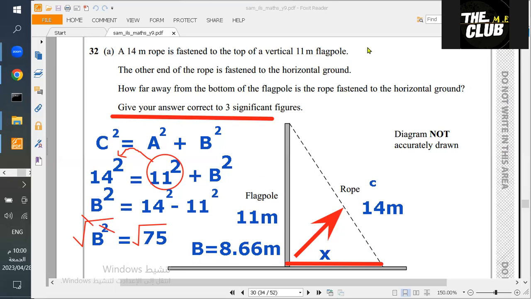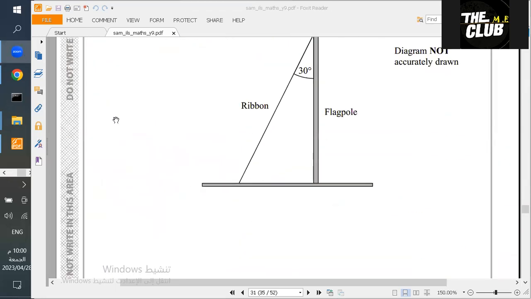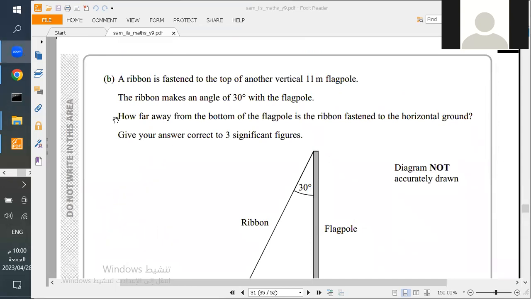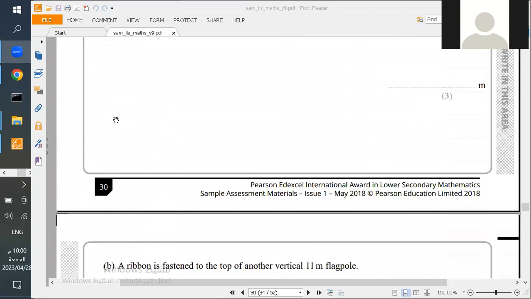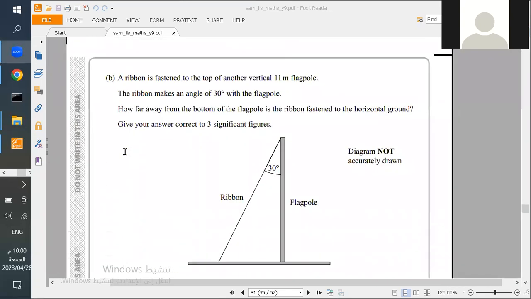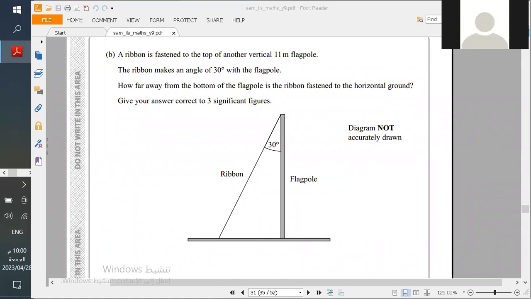Let's move on to the next one. I don't know if we have time for 33. That's another flagpole question. Same idea. Here we have an angle. They gave us both of them, so now we use SOHCAHTOA. We have 6 minutes. I don't think we can fit this. We use SOHCAHTOA in unit 9, right?